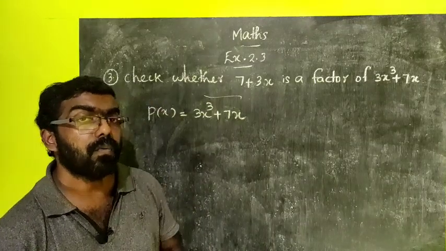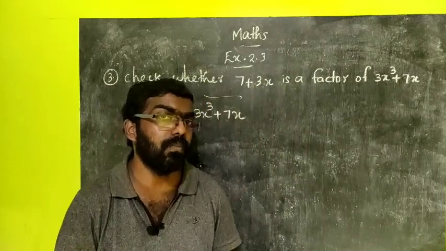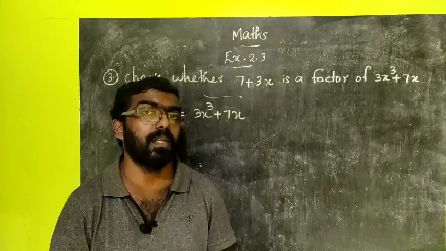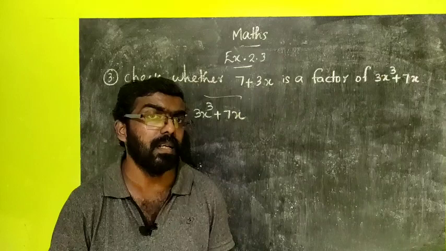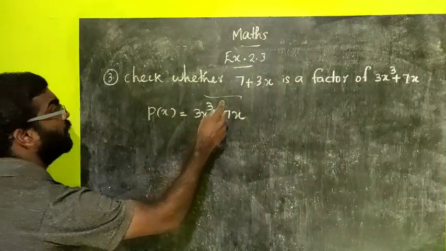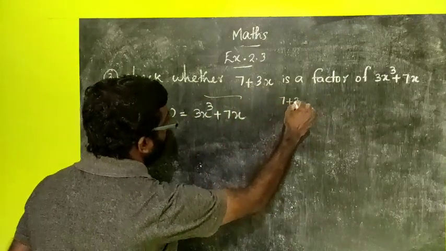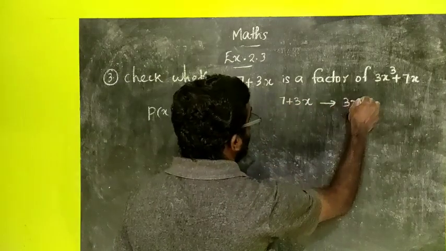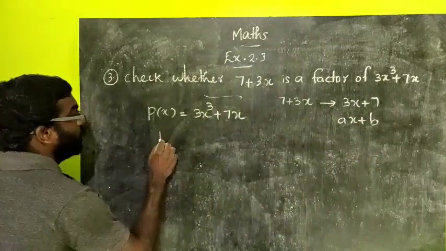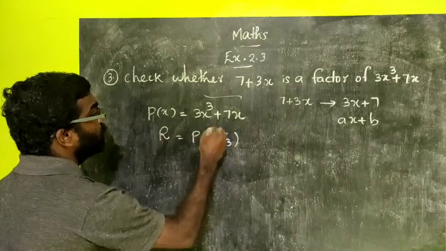For example, 5 is a factor of 10. Why is 5 a factor of 10? If we divide 10 by 5, the remainder will be equal to 0. Factor means the exact divisor of a number. Similarly, here we are going to find the remainder when dividing p of x by 7 plus 3x. 7 plus 3x can be written as 3x plus 7. Now it is in the form ax plus b, and the remainder is p of minus b by a. So here it is p of minus 7 by 3.